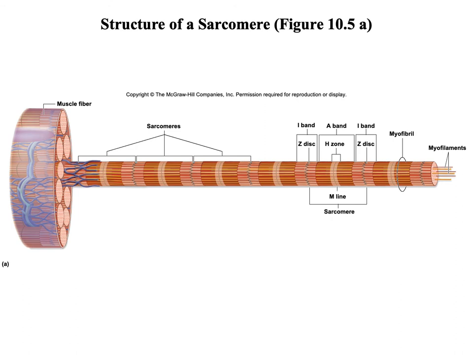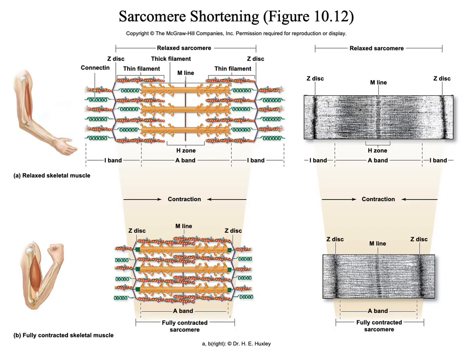Here's another setup. So we've got Z disc to Z disc. This whole thing is a sarcomere. Here's another picture. When the muscle is relaxed, this is what the actin and myosin are set up like. They're overlapping each other, but there's a big gap right here. We're all relaxed. This is all actin. This is the I band. This is the I band.